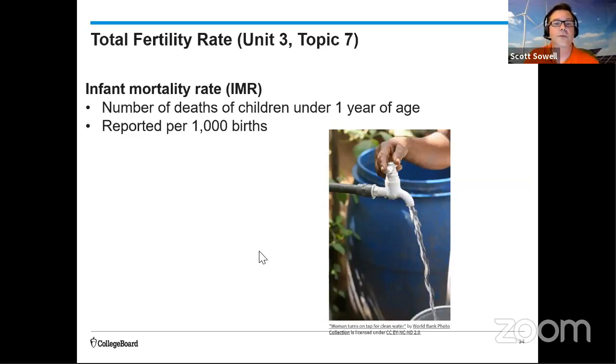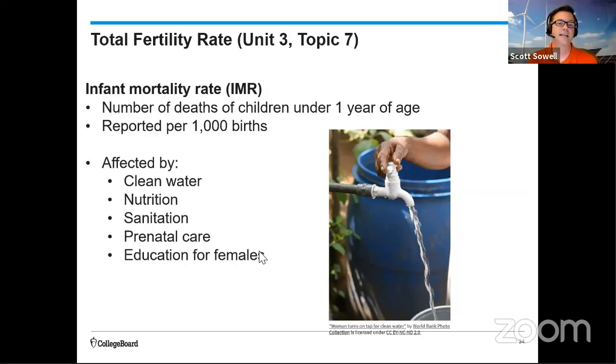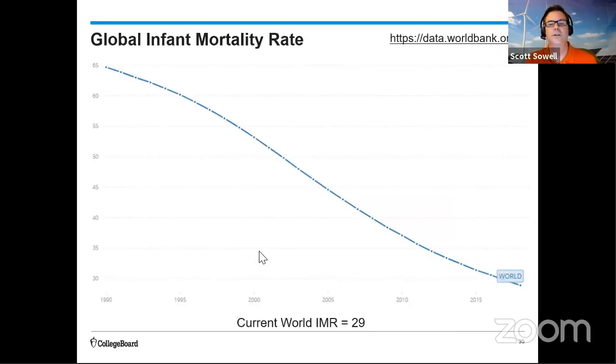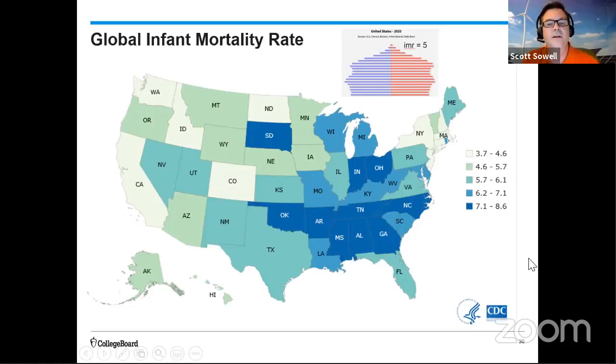So I mentioned before that one of the reasons that replacement level fertility is higher than 2 is because of infant mortality rates, the number of children below the age of 1 that die per 1,000 births. And in some countries, it's much higher than others. And for the reasons you can probably guess, so access to clean water and nutrition or sanitation, prenatal care is huge. And again, education of females. So if we look at infant mortality rate globally, in 1990, we were looking at a very high value, close to 65, but now we're looking at something around 29. So the global infant mortality rate has decreased as well. But it's really interesting to think about what's going on within a country. So far, we've been talking about Uganda as if it's all the same, or the United States as if it's all the same. Well, we know we're not.